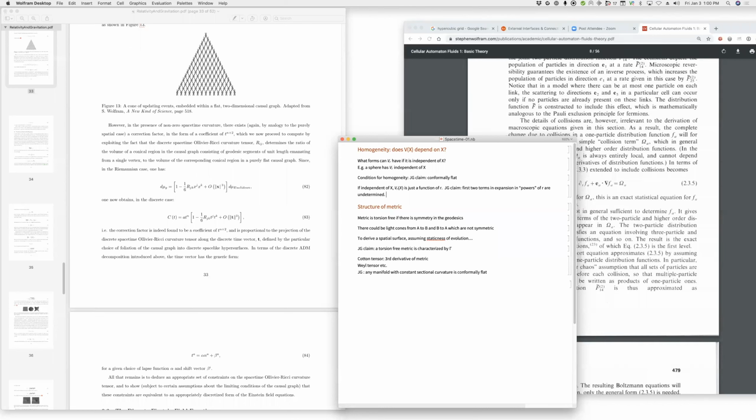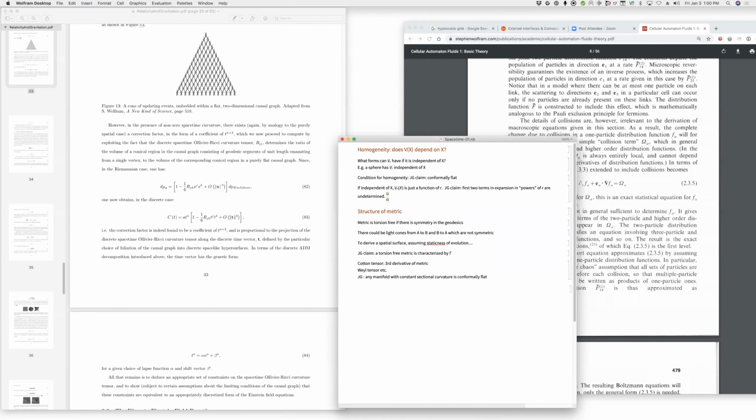Right. My guess is there's a more complicated condition. Okay. For example, it is not the case. Okay, so let's talk about a scale transformation, right?